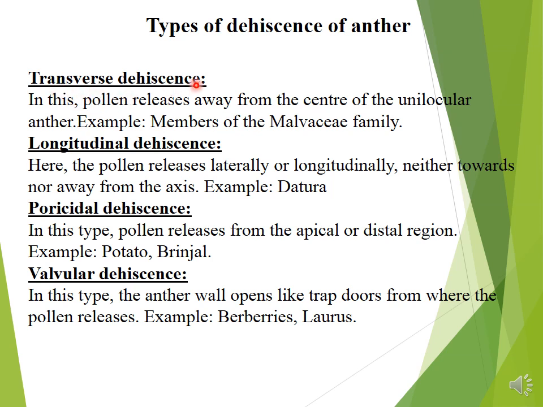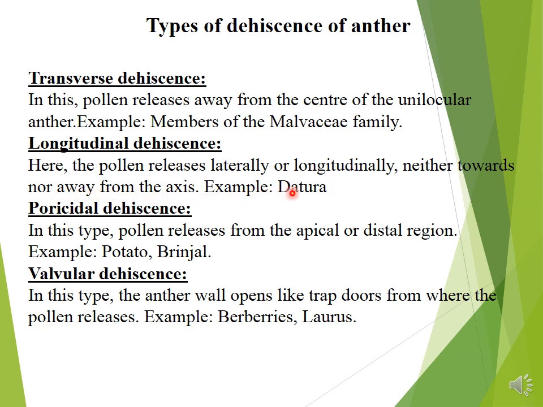Longitudinal dehiscence. Here, the pollen is released laterally or longitudinally, neither towards nor away from the axis. Example: Datura. Poricidal dehiscence. In this type, the pollen is released from the apical or the distal region. Example: potato and brinjal. Valvular dehiscence. In this type, the anther wall opens like trap doors from where the pollen is released. Example: Berberis and Laurus.